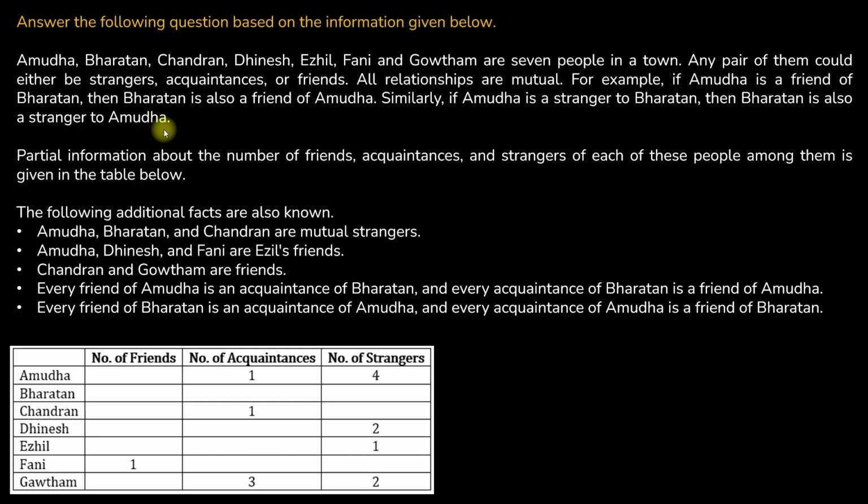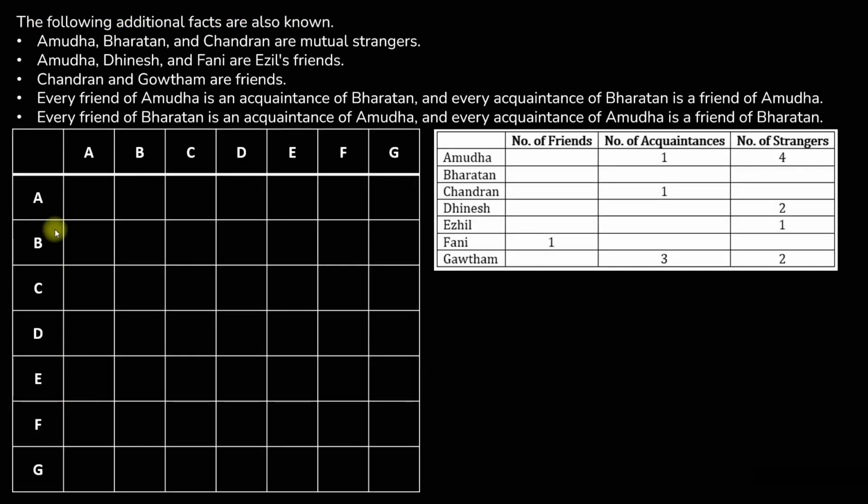Right? Mutual relationship. Now, partial information about the number of friends, acquaintances and strangers of each of these people among them is given in this table. And there are some additional facts given. Based on this, we have to figure out what is the relationship between these 7 people. Okay, so let's make a table for this. We have A, B, C, D, E, F, G along both the rows and columns, right?